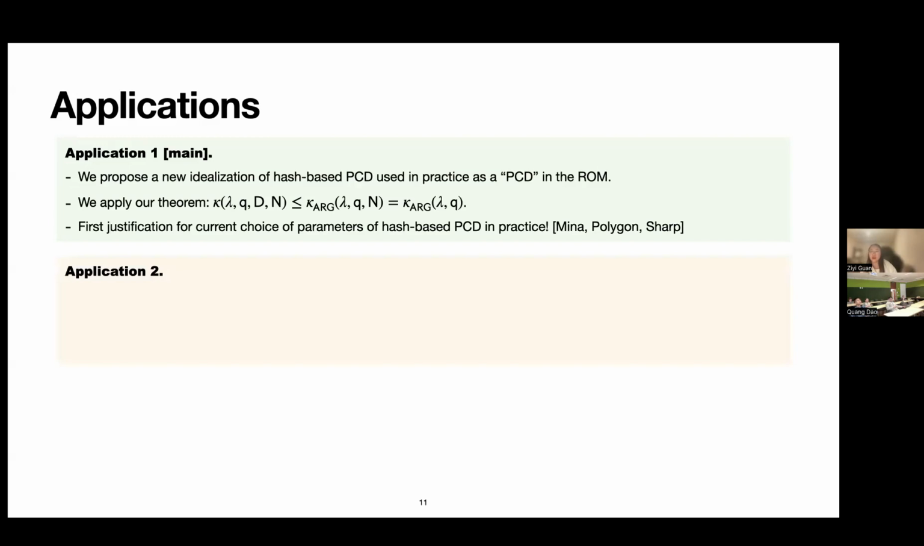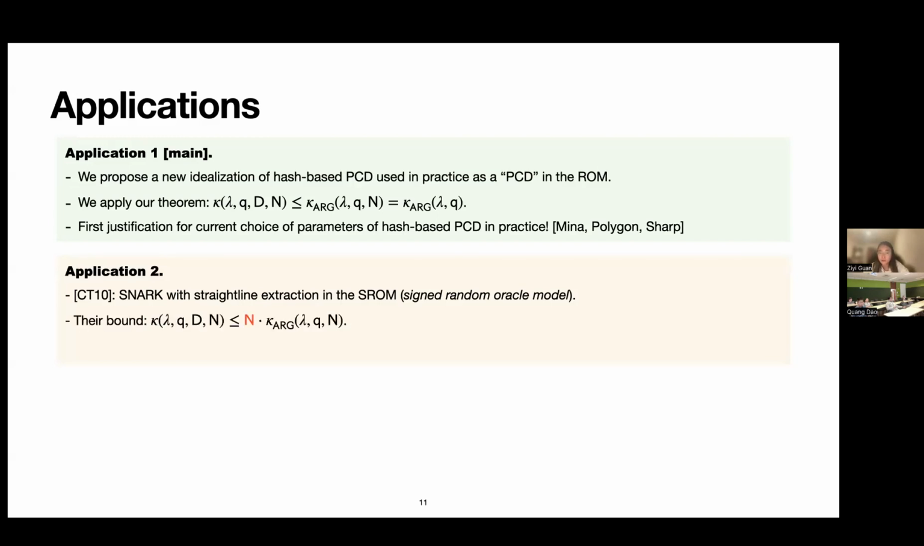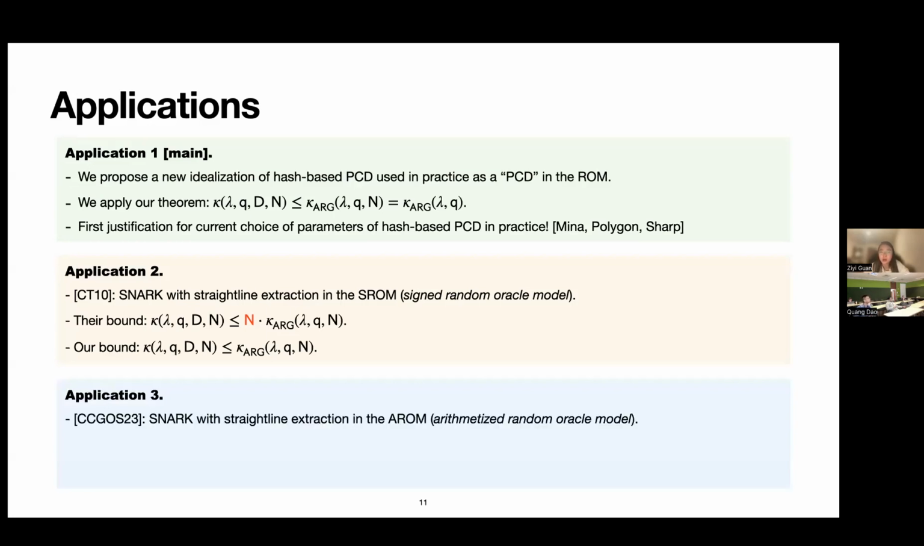On the other hand, our theorem also has some more theoretical implications. The first application is that 14 or 15 years ago, CT10 constructed a SNARK with straightline extraction in a certain oracle model. What they proved is that the knowledge soundness of PCDs is bounded by n times the argument knowledge soundness. Our theorem improves their bound by removing this multiplicative n factor. Similar things happened with a paper that came out last year. Again, they have a SNARK with straightline extraction and a similar analysis. Our bound again improved theirs.